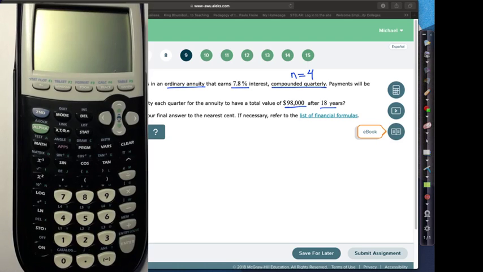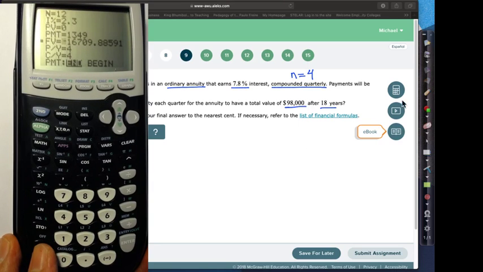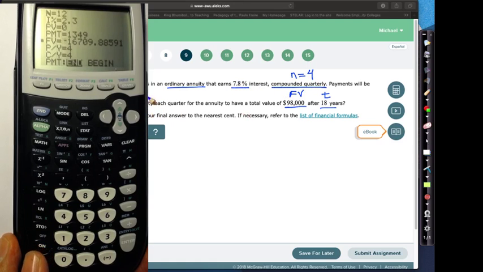Okay, so here's our TI-84. We just need to fill in the blanks and then solve on what we're looking for. So far, what we have is that the 98,000 is a future value, also called an accumulated value. 18 is the T. The number of compounding periods is 4, so we'll be able to fill that out. We've got our interest rate, and what we're looking for is really what is the payment.